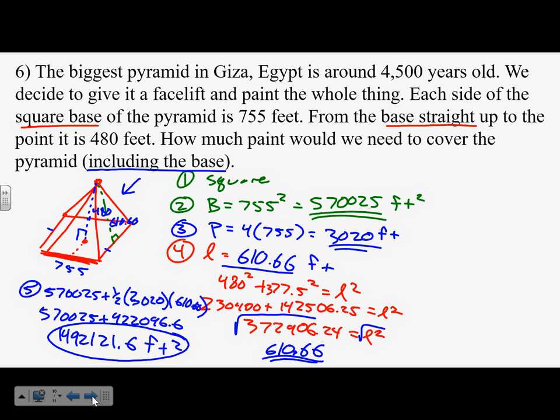So you're also painting the base of that. So if you wanted to actually paint that whole thing, you'd have to go to Menards, hopefully on an 11% rebate day, and you'd say, I need, what, 1,492,121.6 square feet of paint. So that one is a lot of big numbers, and we had to use the Pythagorean theorem.